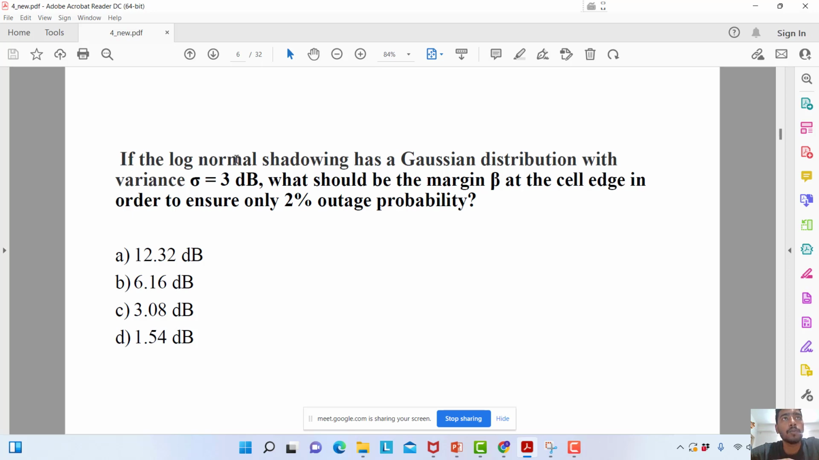Question 3: log normal shadowing has a Gaussian distribution with the standard deviation sigma equal to 3 dB. What should be the margin beta at the cell edge in order to ensure only 2% outage probability? Here we have the variance and outage probability. We have to calculate the margin. As a hint, just use the Q formula. There is a relation in terms of margin, variance and outage probability in the form of Q. You can use that formula to calculate the margin.